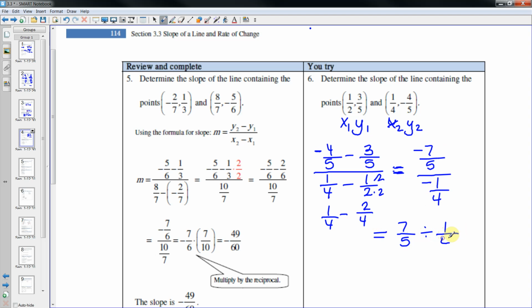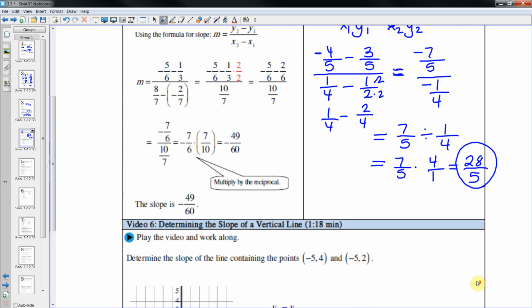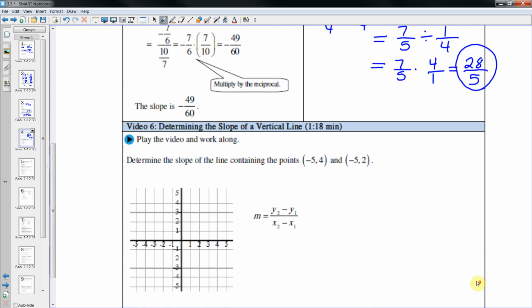divided by 1/4. So that's 7/5 times 4 over 1. I can't do any cross canceling here, so I end up with 28 over 5 for my final answer. So that would be my slope. Alright, here's a nice one on the bottom. We're back to whole numbers again. So x1, y1, x2, y2.